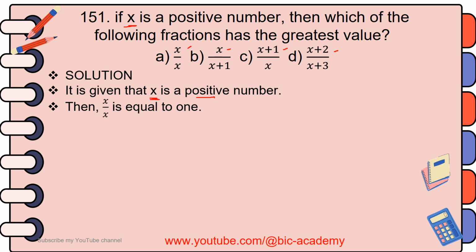Then the value of the fraction at choice A, that is x over x, is equal to 1. Whatever the value of x is, for example, if x is equal to 1, then 1 over 1 is equal to 1. Again, x equal to 2, 2 over 2 is equal to 1. And x equal to 3, 3 over 3 is equal to 1. So x over x is equal to 1.